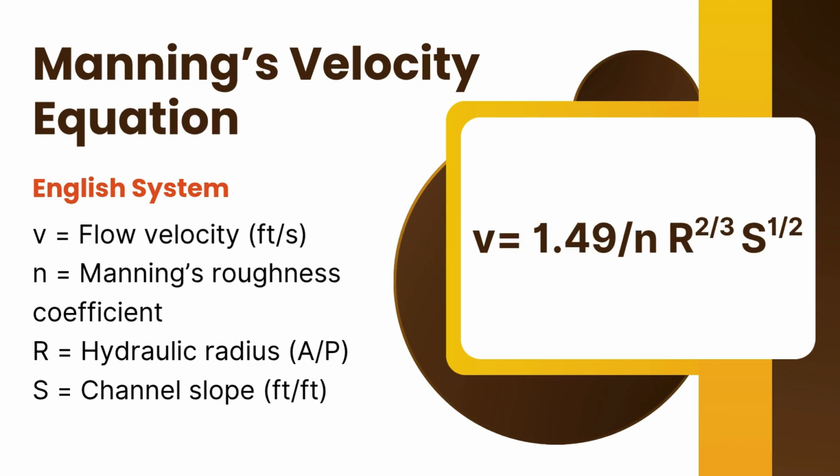Manning's velocity equation, English system. This one is just like the last, but used in countries like the US that use feet instead of meters. The only difference is that instead of 1 in the formula, you use 1.486, or sometimes, rounded to 2 decimal places, we use 1.49 as a multiplier. Everything else, roughness, hydraulic radius, and slope, stays the same. It's just tailored to imperial units.